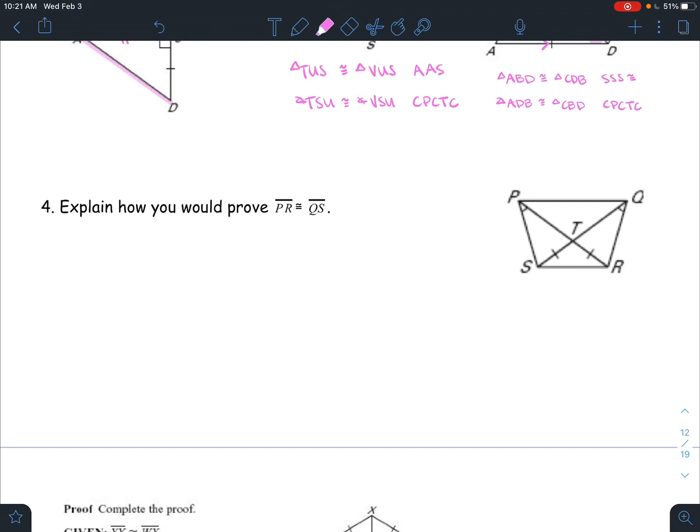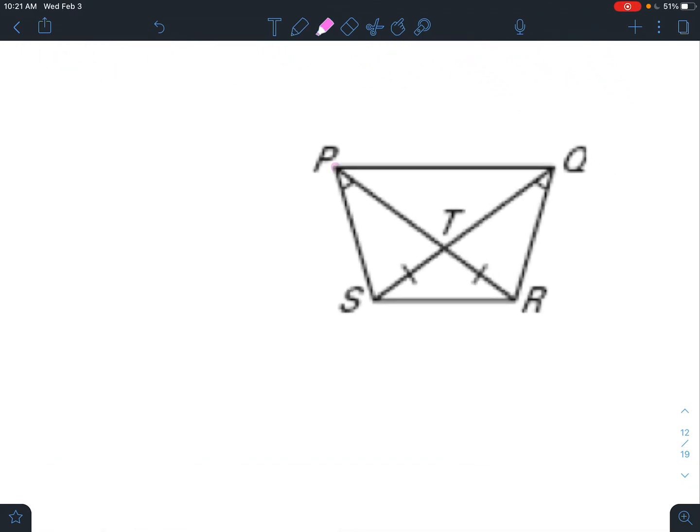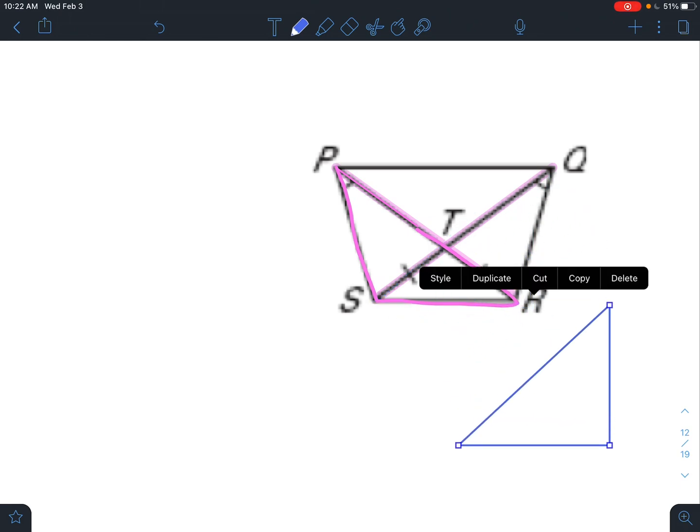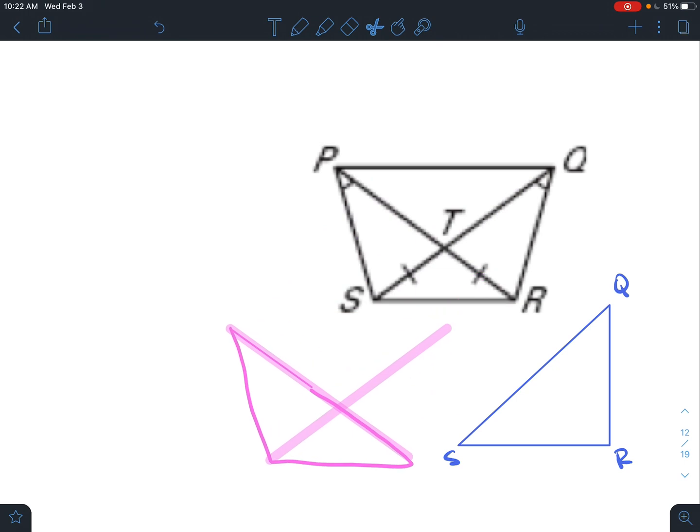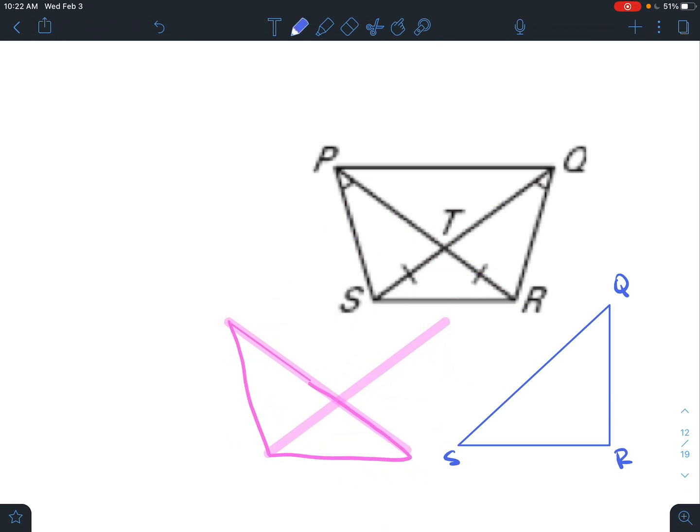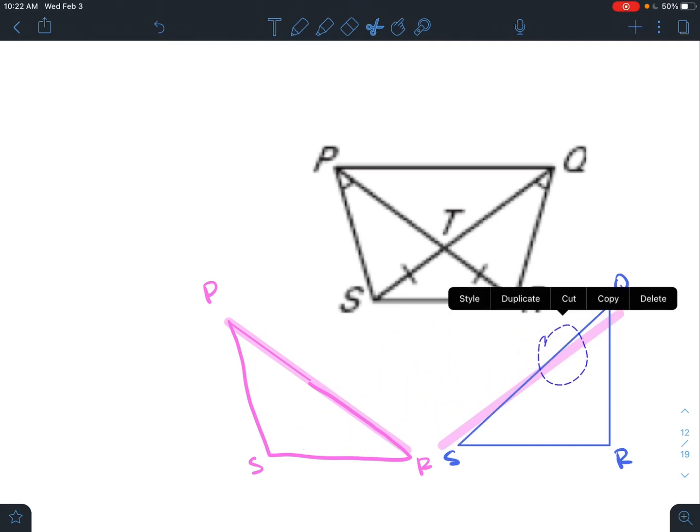So if I want to prove that PR is congruent to QS, here is PR and QS. I'm going to look at these two triangles. I see that if I take these two triangles apart, so here is PSR and QSR. Close enough. I'm going to bring this over here. So here is QRS. Here is PSR. And this piece, I'm going to move back over here.